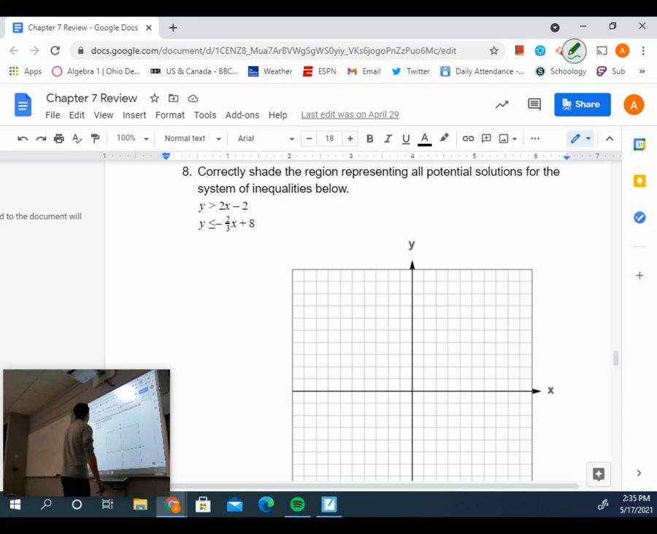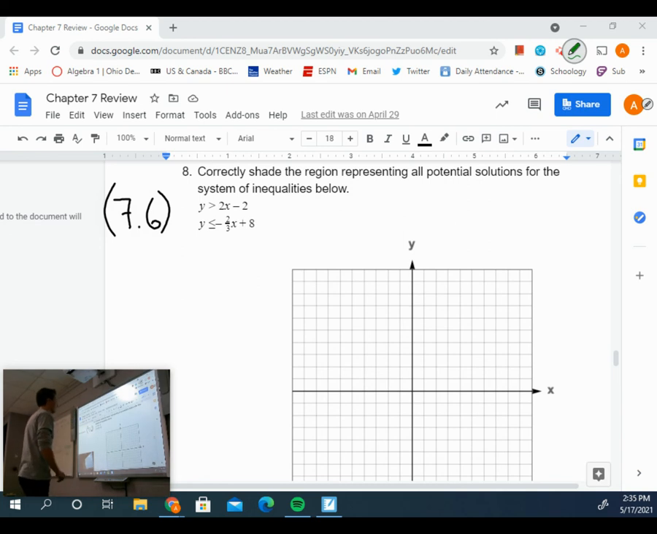Now, what's nice for me is both these inequalities are already in slope-intercept form, so I can go ahead and graph them. I don't need to transition them like I did the last one. Again, if you're not understanding why I'm doing what I'm doing, I would encourage you to consult the 7.5 and 7.6 instructional videos. So for my first inequality, it has a y-intercept of -2. The slope is 2, so I'm going up 2 over 1, up 2 over 1.